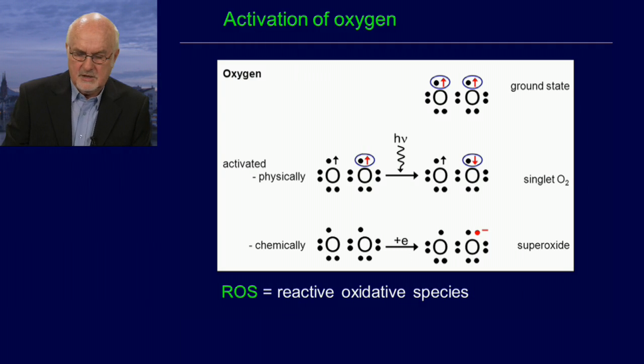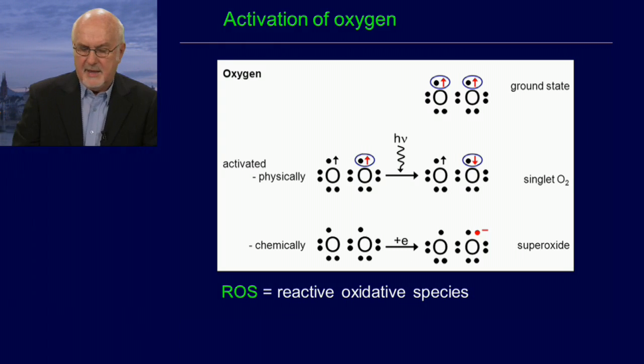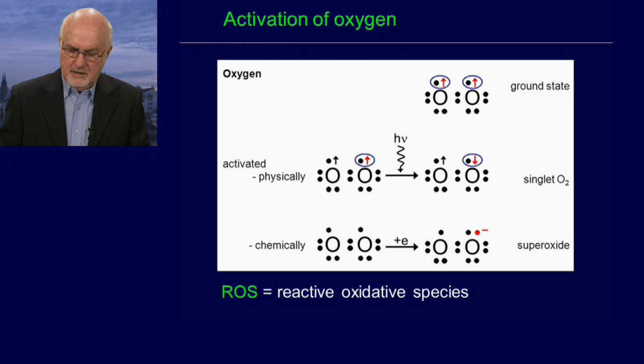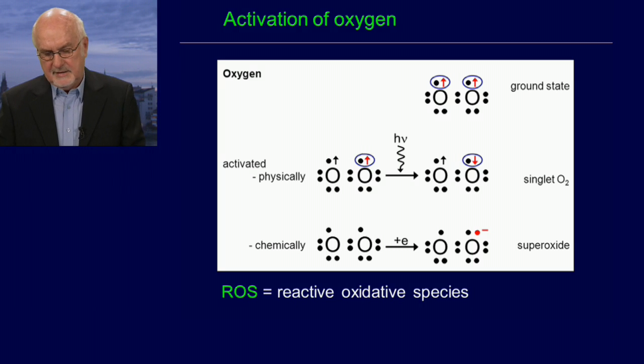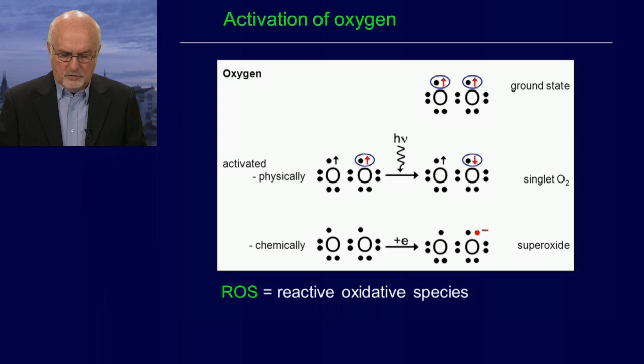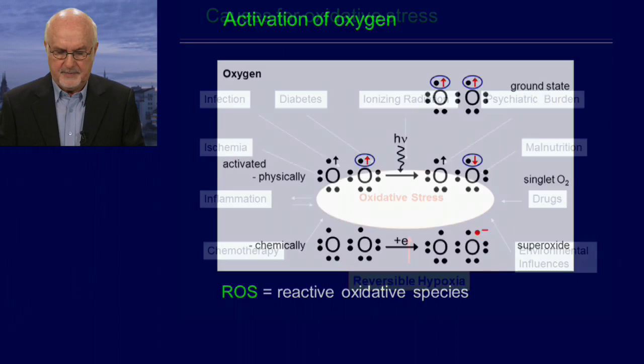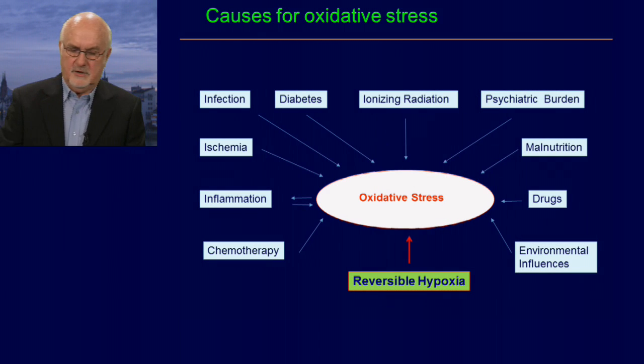But now, how is oxygen activated? This can be done either by adding energy and turning one spin. This leads to singlet oxygen. Or by adding one individual electron. This leads to superoxide. Both are very reactive and belong to the class of ROS, reactive oxygen species. Now, what is the cause of oxidative stress? There are many, but in the context of glaucoma, the important risk factor is a reversible hypoxia.